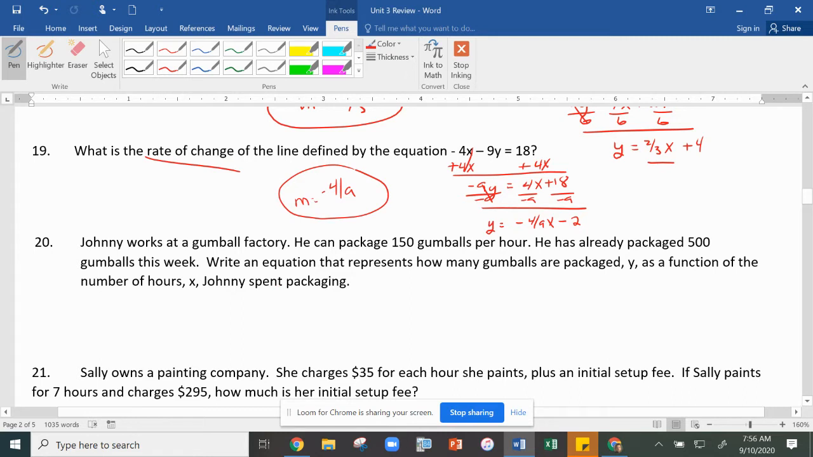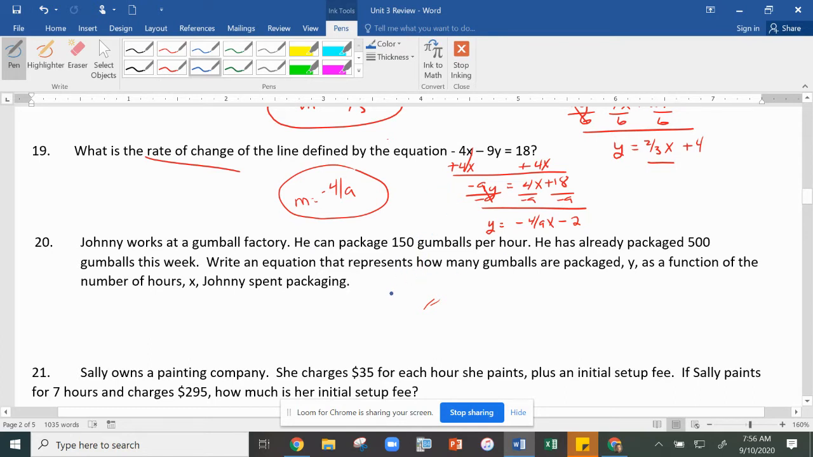All right, remember when you do word problems, you read it first, then you translate symbols. So let me change pen colors here. Let's go with green. All right, Johnny works at a gumball factory. He can package 150 gumballs per hour. He's already packaged 500. Write an equation that represents this, okay?